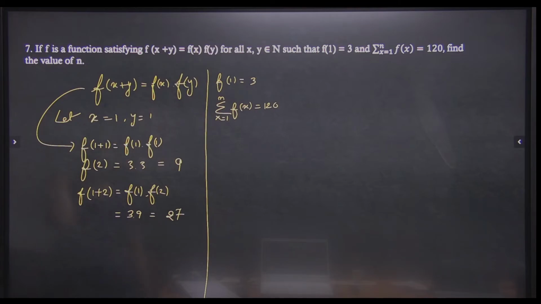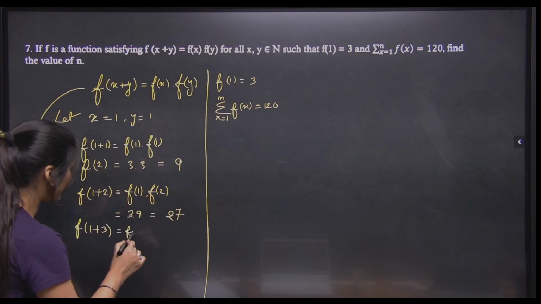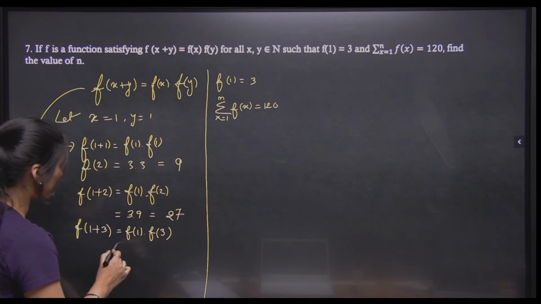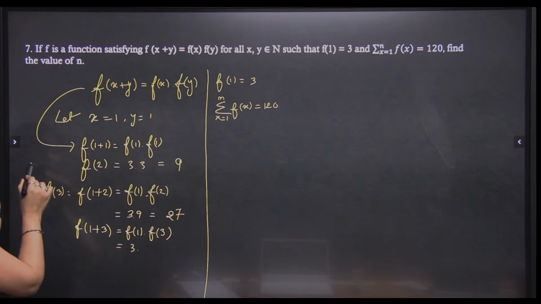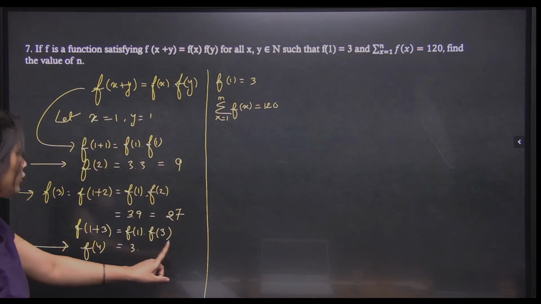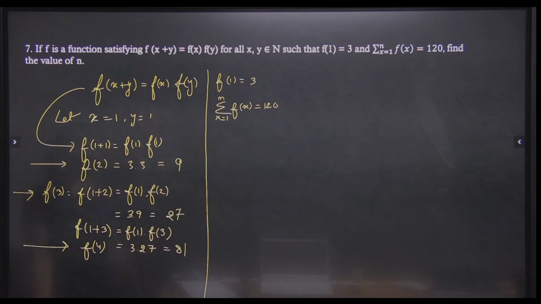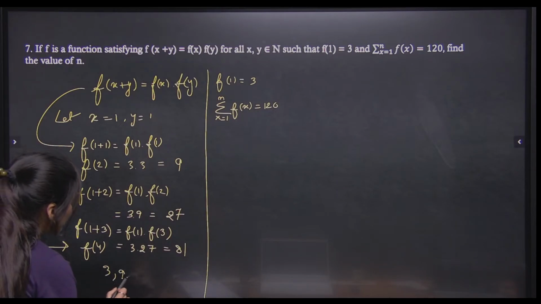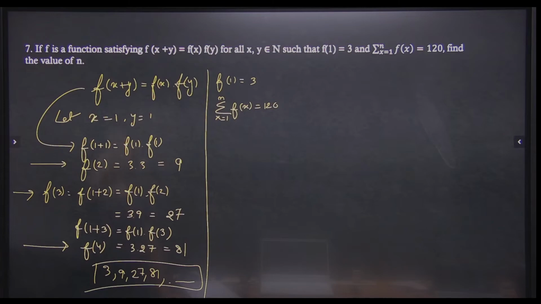Now if I want to find f(4), I can write f(1 + 3). You can write it in any manner. So we have f(1), f(3). What is f(1) here? 3. And what is f(3) here? This is f(3), this is f(2). Now I am finding f(4). So f(4) is f(1) into f(3). f(1) is 3 and f(3) is 27, so it is 81. So we have f(1), f(2), f(3) and then f(4): 3, 9, 27, 81. Is it an AP? No, it is not an AP. It is a GP, isn't it? 3, 9, 27, 81. So it is a GP.